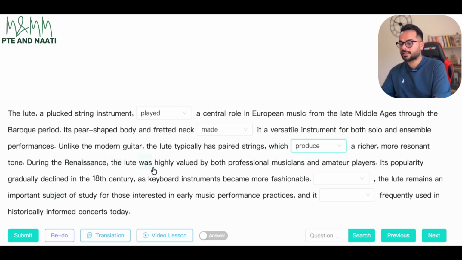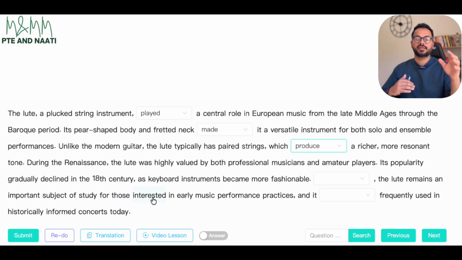During the Renaissance, the lute was highly valued by both professional musicians and amateur players. Its popularity gradually declined in the 18th century, so it got reduced as keyboard instruments became more fashionable. Dash, the lute remains an important subject of study for those interested. Now here they have given us a new sentence, but these are contrasting sentences, opposite. In this sentence, they're saying its popularity gradually declined. That means it's a negative sentence. But then they're saying dash, the lute remains an important subject of study, and that's a positive sentence. So they are combining a negative sentence with a positive sentence.